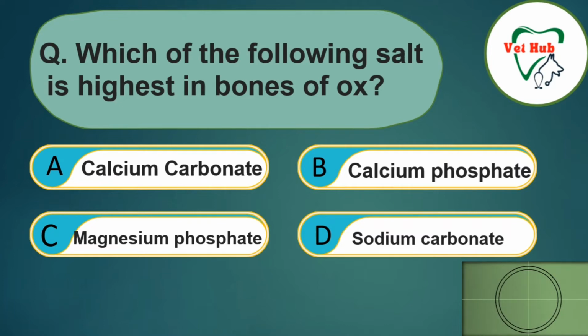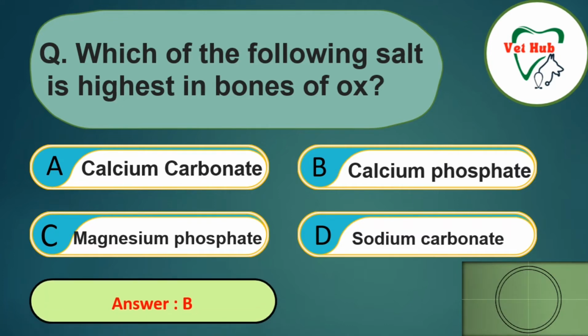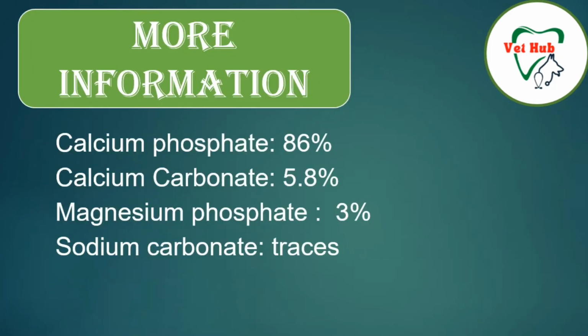And the correct answer is option B, calcium phosphate. The percentage composition of various mineral salts in bones of ox includes calcium phosphate 86%, calcium carbonate 5.8%, similarly magnesium phosphate 3%, and trace amounts of sodium carbonate.